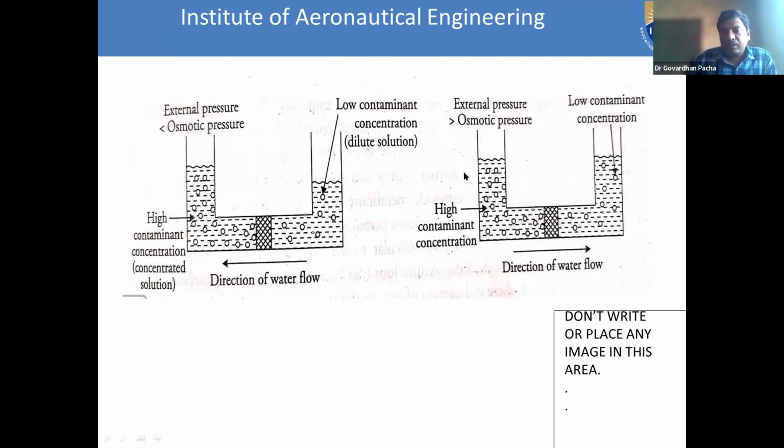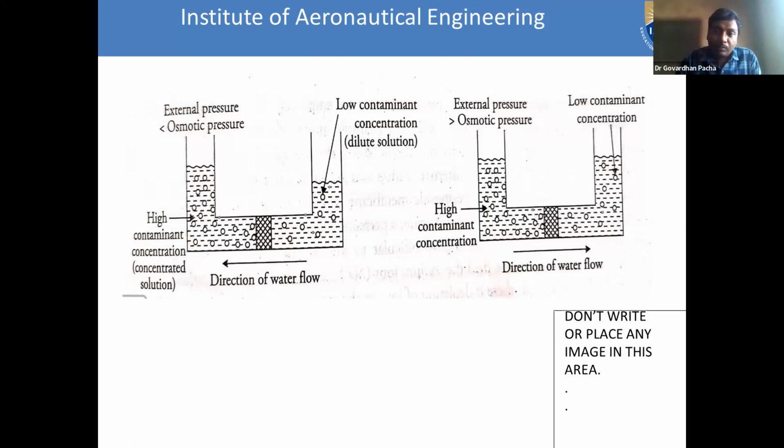Okay, and in reverse osmosis, what happens? The flow of the solvent molecules takes place from higher concentration to lower concentration, when both are separated by a semi-permeable membrane. And what is the condition? External pressure is greater than the osmotic pressure. So this is reverse osmosis.